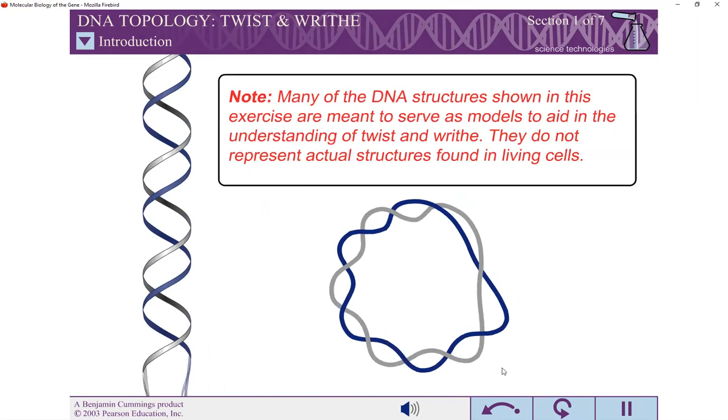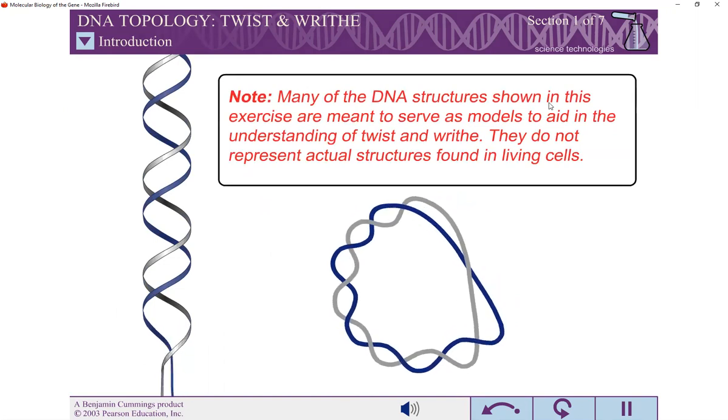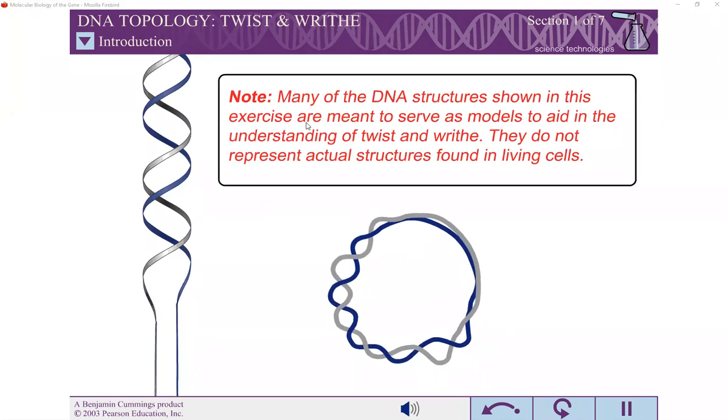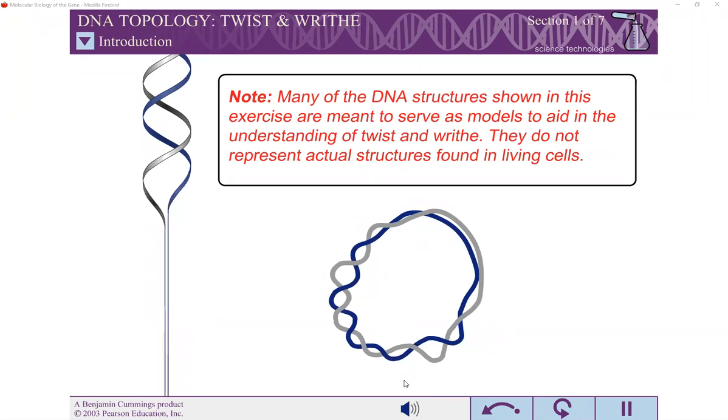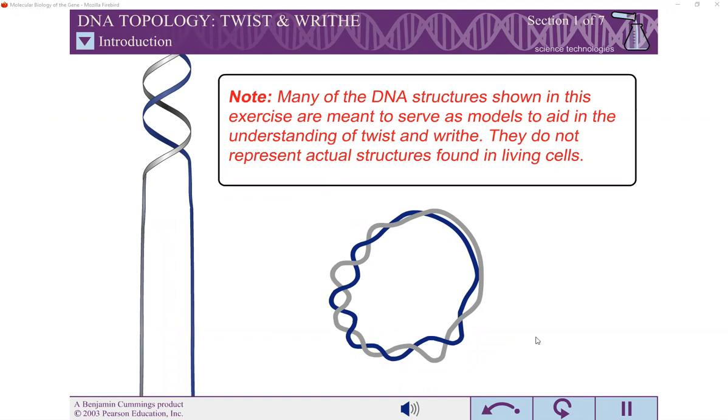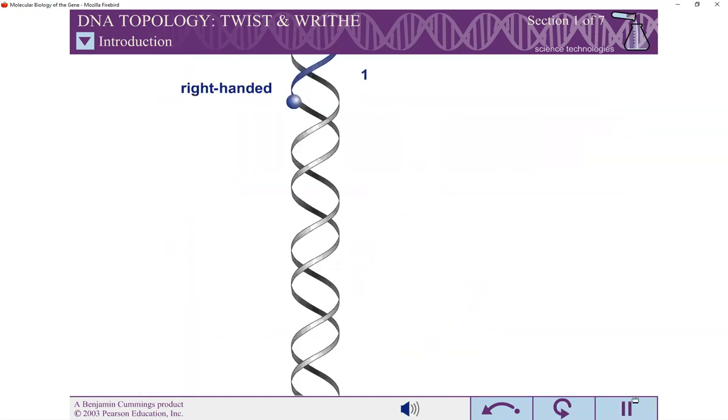Note: many of the DNA structures shown in this exercise are meant to serve as models to aid in the understanding of twist and writhe. They do not represent actual structures found in living cells. The structures given in this exercise just represent the different types of structures associated with the genomic DNA of the cell.